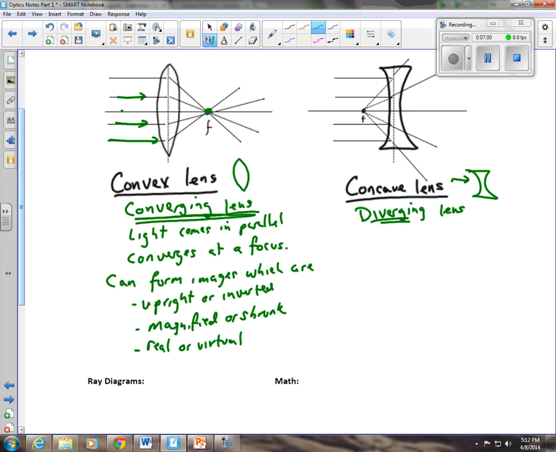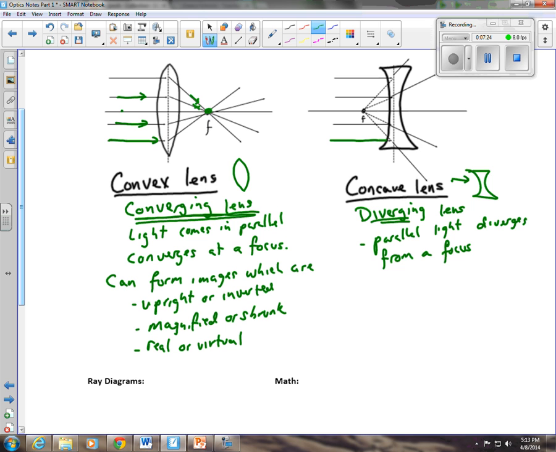Instead of going down toward a focus like these do, they go away from a focus. So parallel light diverges or goes away from focus. So if I look at, say, this ray right here, this ray comes in.